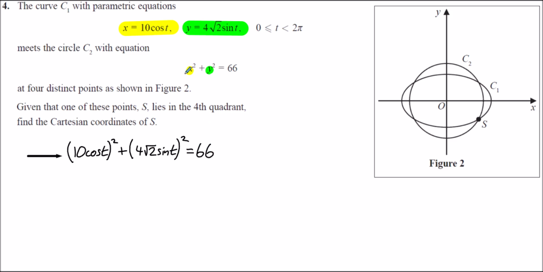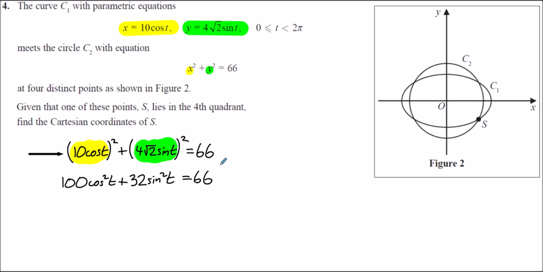So the first step, we're just going to sub in to the Cartesian C2 equation. Now we're going to have sine squareds and cos squareds, so we should be able to use the identity cos squared plus sine squared equals 1 in a moment. So expand this out, we're going to get 100 cos squared t. This one is going to get 16 times by 2, it's going to be 32 sine squared t, and then that equals 66.